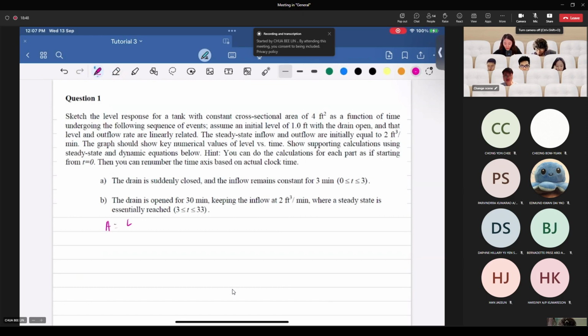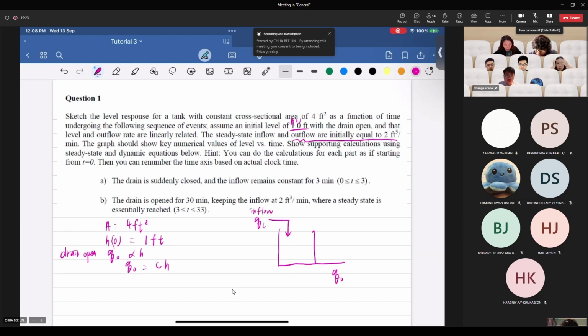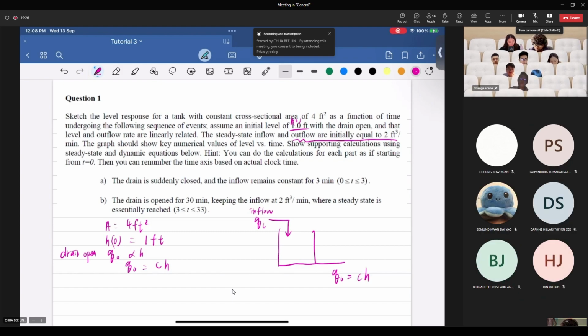The area is given. At time equals 0, it is given as 1 foot. And then your Q0, when the drain is open, is linearly proportional to the H. So Q0 is CH. When we change to an equation, this is the outflow. You may sketch a bit. This is the inflow, and this is the Q0 outflow. Changing to a linear equation, it becomes C multiplied by the level in the tank.